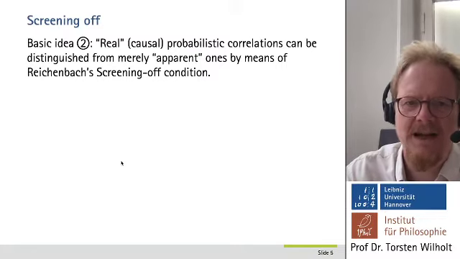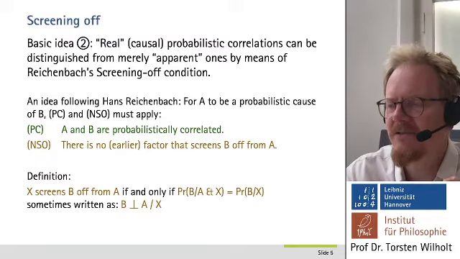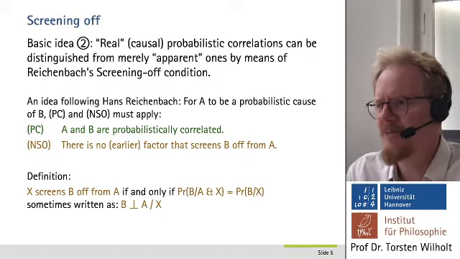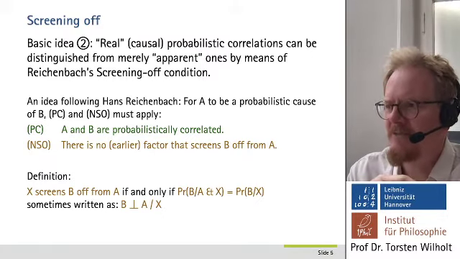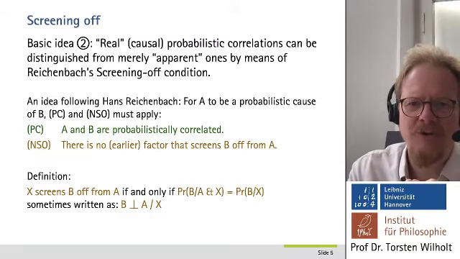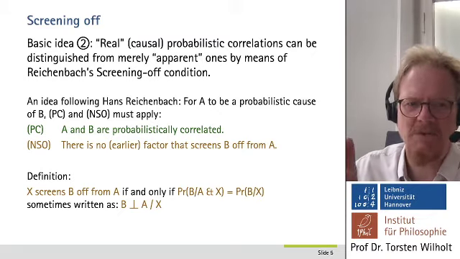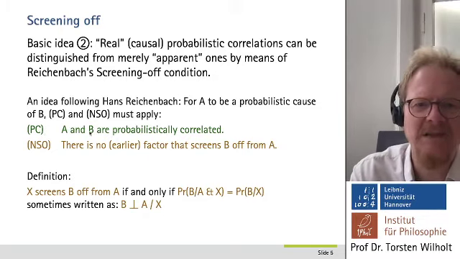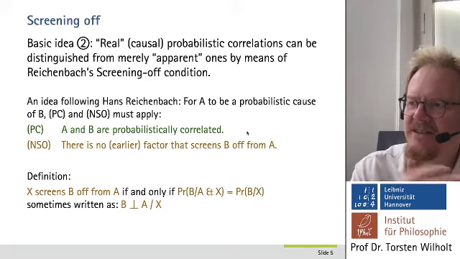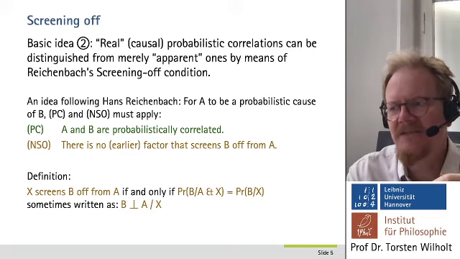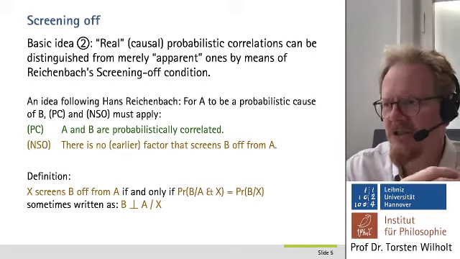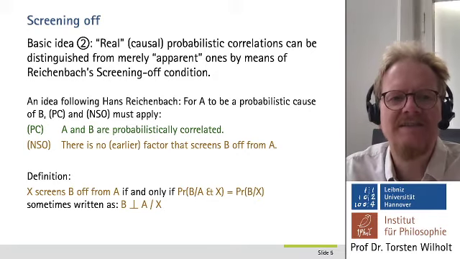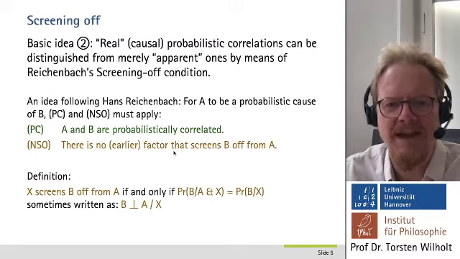What is that? So, an idea following Hans Reichenbach, from his posthumous book The Direction of Time from the 1950s, is that for A to be a probabilistic cause of B, two things have to be given, namely one, a probabilistic correlation condition, which I've called PC for probabilistic correlation. So A and B are probabilistically correlated. And in addition to this, you also need the no screening off condition fulfilled. There is no earlier factor that screens B off from A.